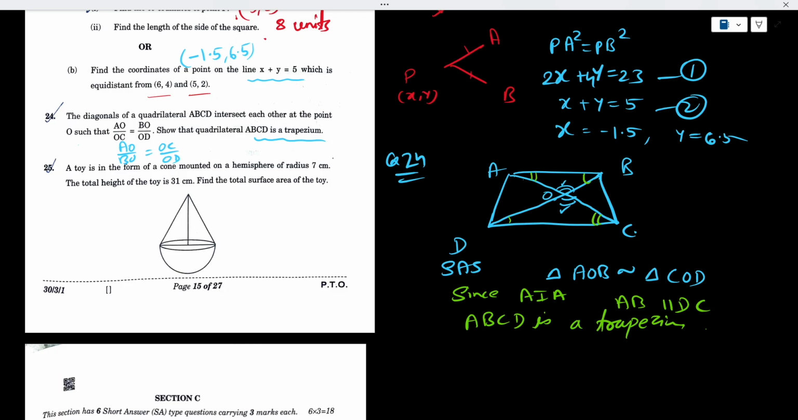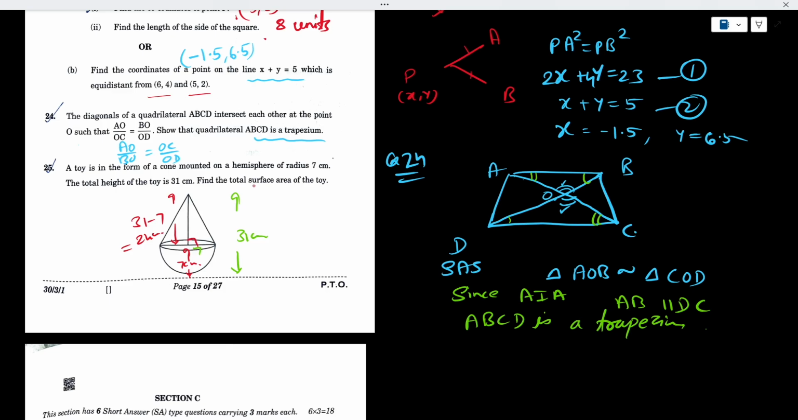Now next, question number 25. A toy is formed by a cone mounted on a hemisphere of radius 7. So here the radius is 7 centimeter. The total height of the toy is 31 centimeter. You know this part is 7 centimeter, so the remaining part is going to be 31 minus 7, which is 24 centimeter.